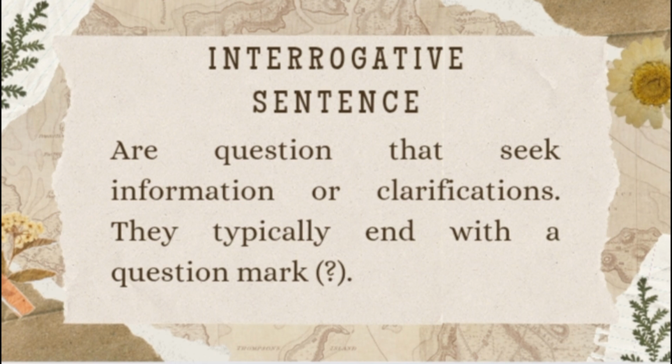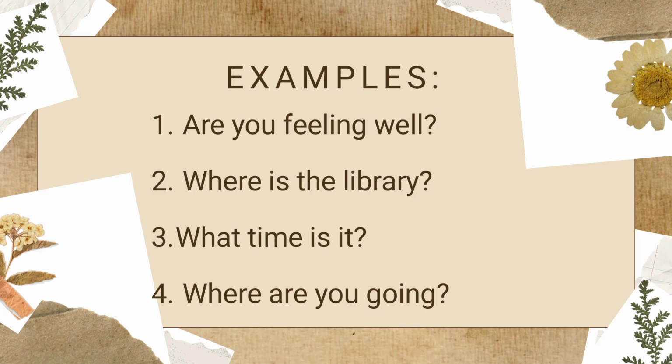Let's come now to the second type of sentence according to use, the interrogative sentence. Interrogative sentences are questions that seek information or clarification. They typically end with a question mark. For example, are you feeling well? Where is the library? What time is it? Where are you going?